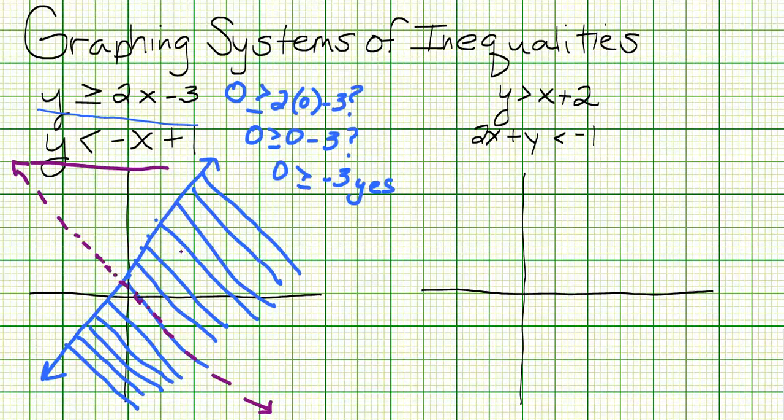Now, because 0, 0 is easy to calculate, and 0, 0 does not lie on the line, although it's pretty close, it's not exactly on the line. Is 0 less than 0 plus 1? Is 0 less than 1? Well, yes, it is. So 0, 0 works in that inequality. So I'm going to shade where 0, 0 is, but this time I'm only going to shade in the part where the blue was before.